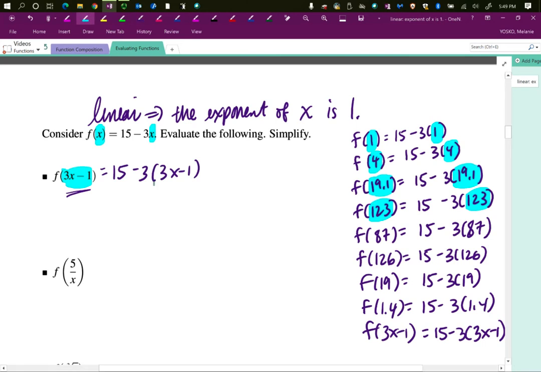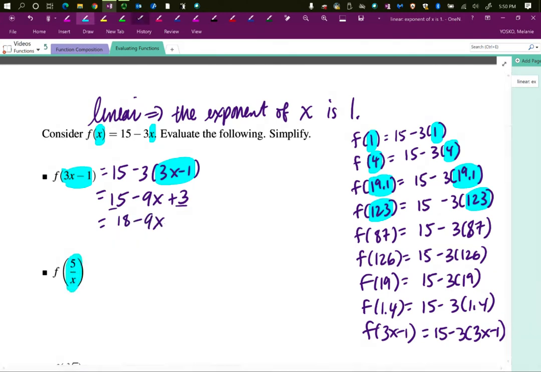But let's confirm the way we've been doing it. This is f of x is 15 minus 3 times x. Whatever my input is here, I do 15 minus 3 times the input. So 15 minus 3 times the new input. Do you see that? So this is 15 minus 9x plus 3. We simplify this to get, we're going to look at 15 plus 3. That's 18 minus 9x.